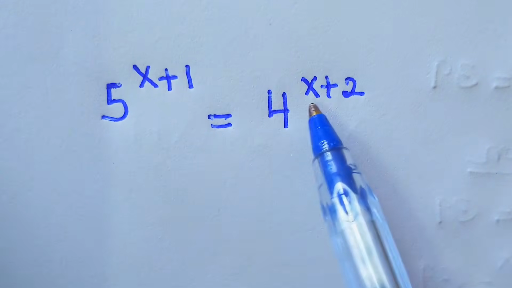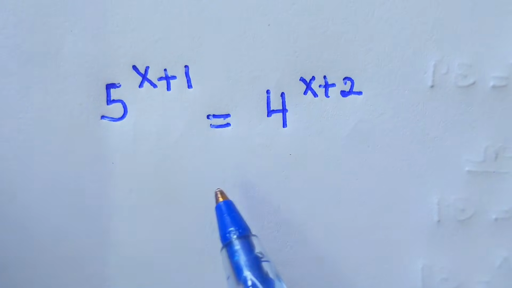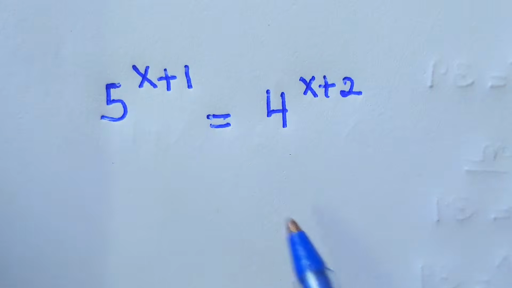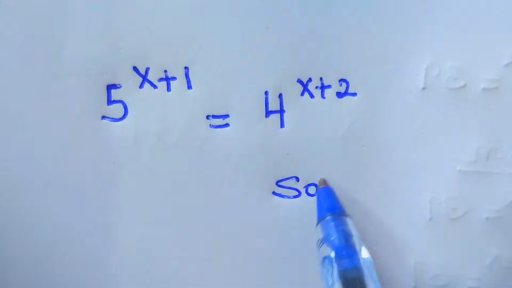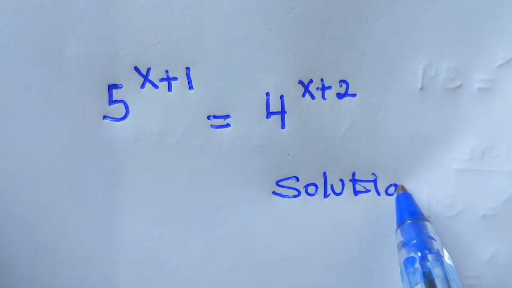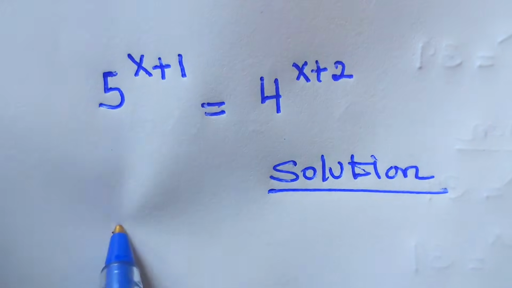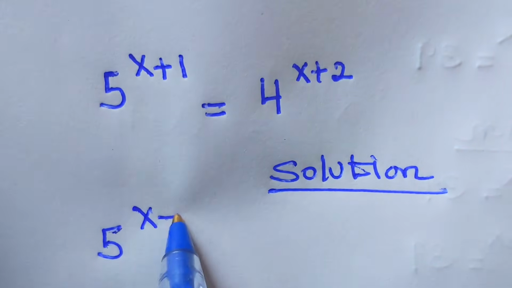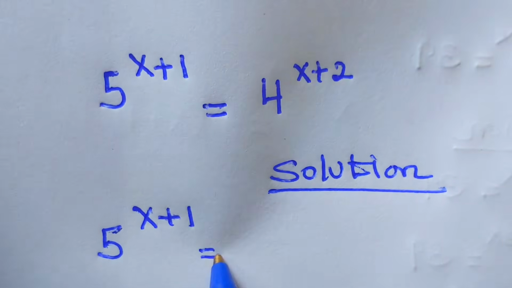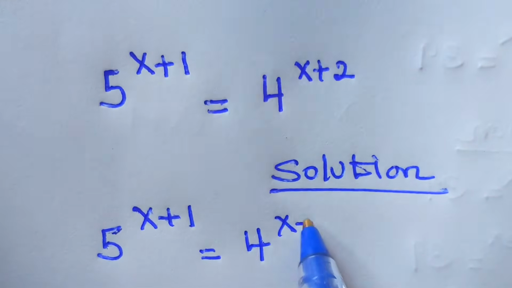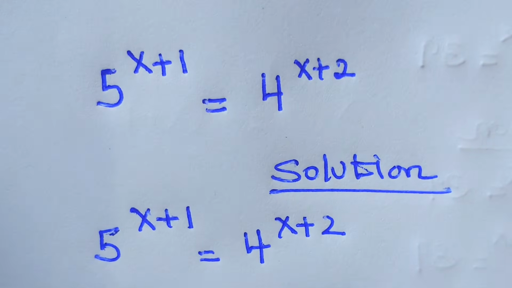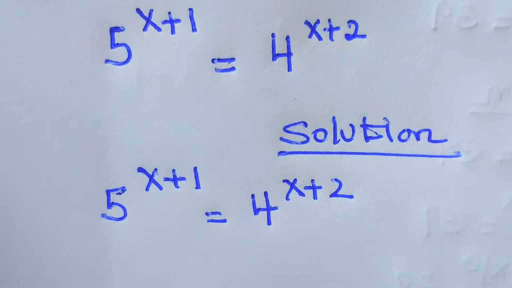Today's video, we have been given the question 5^(x+1) = 4^(x+2), and we are supposed to find the value of x. Let's provide a solution very quickly. First we copy what we have: 5^(x+1) = 4^(x+2). And of course, this is what we have right here.